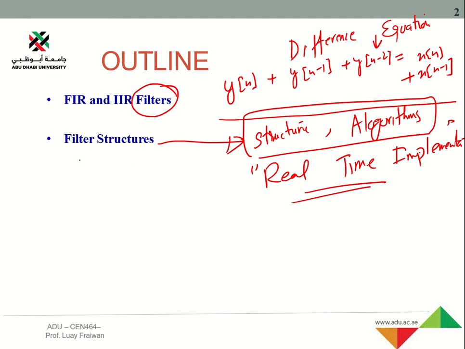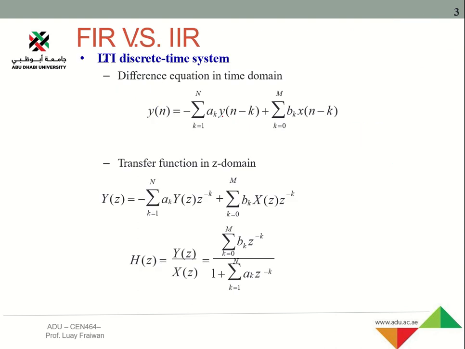Before going to the details of the filter structures, we will learn about the two basic types of filters, which are called FIR and IIR, finite impulse response and infinite impulse response. So let's see what these filters are. The general discrete time equation in time domain we write like this, for the LTI discrete time characterization and representation.